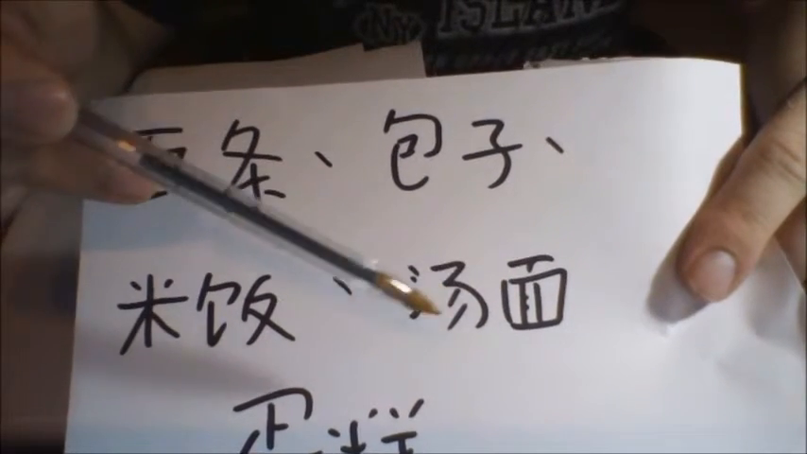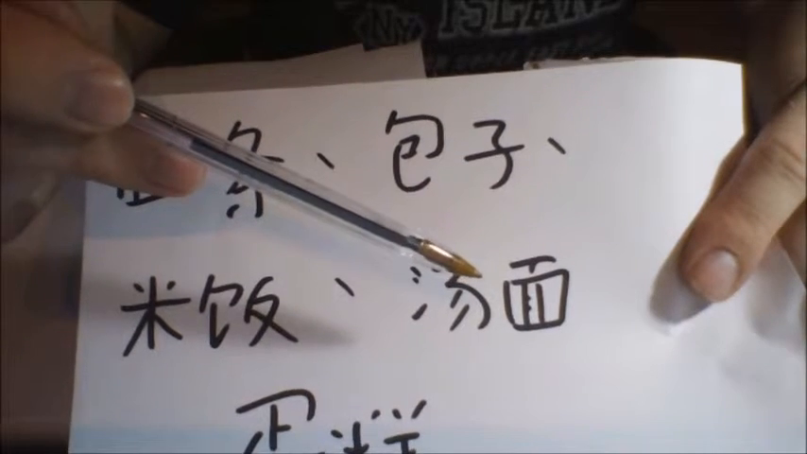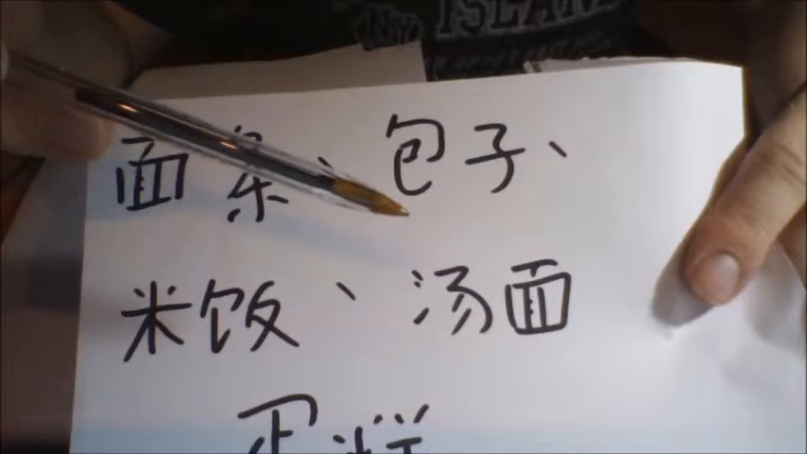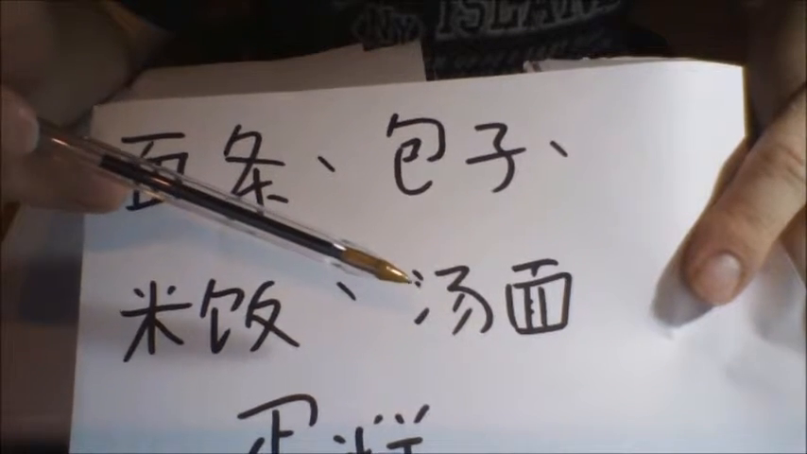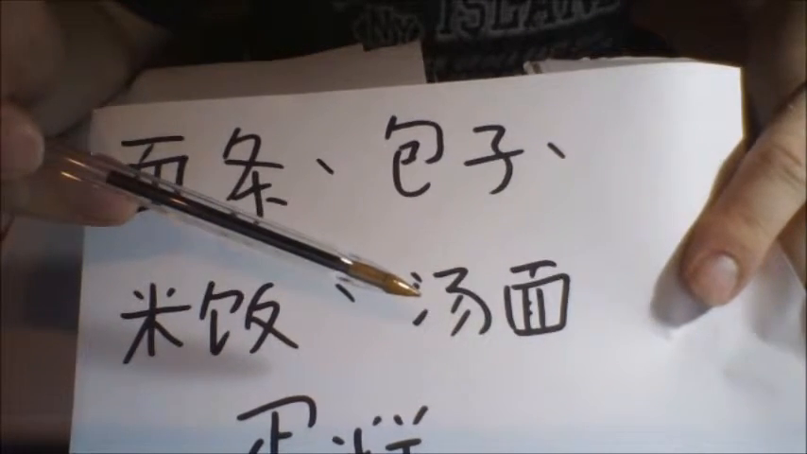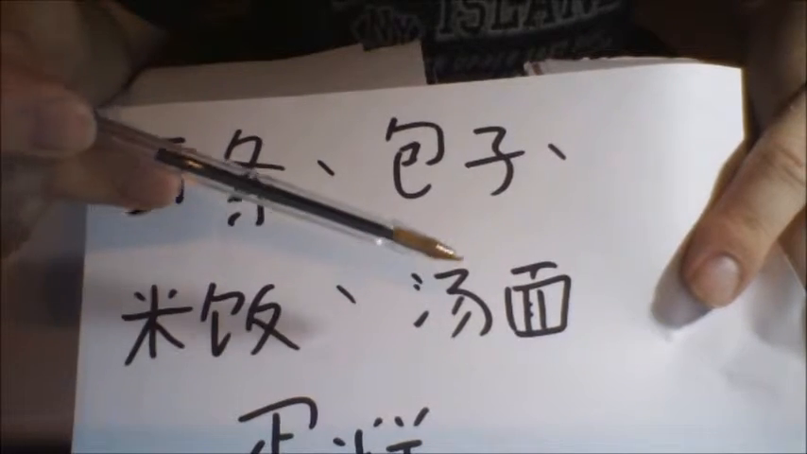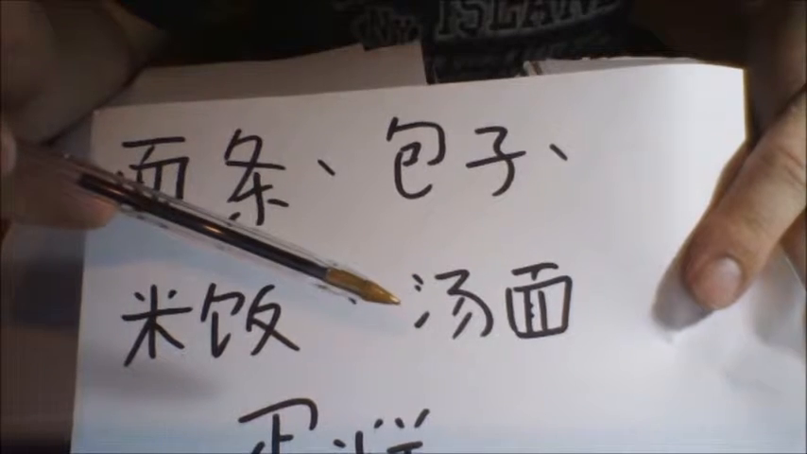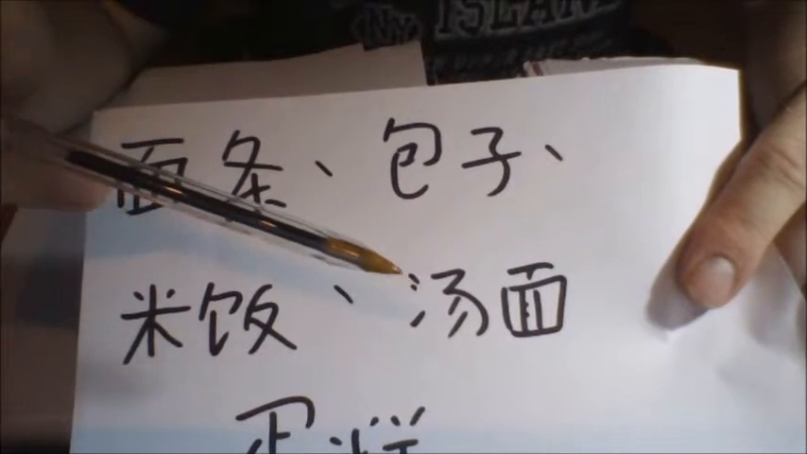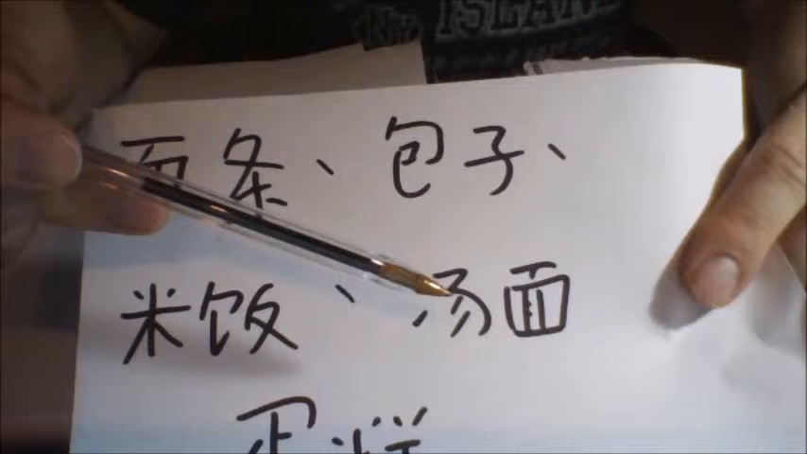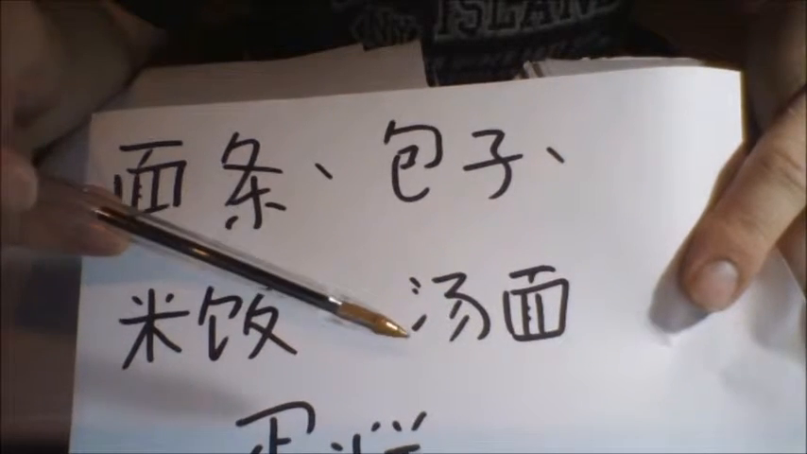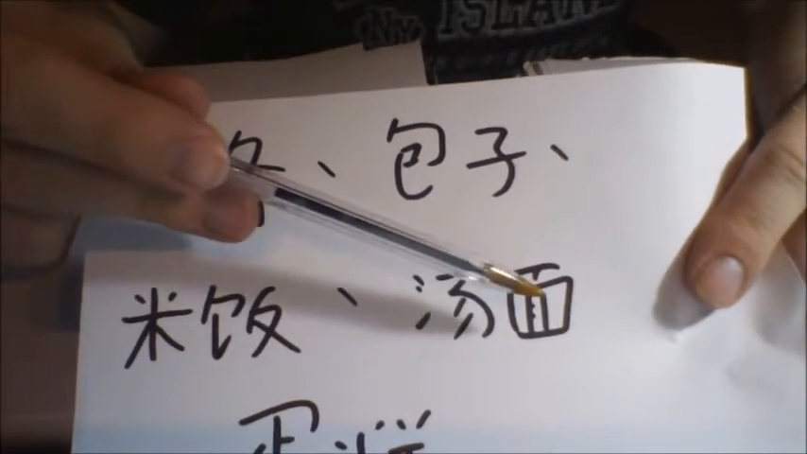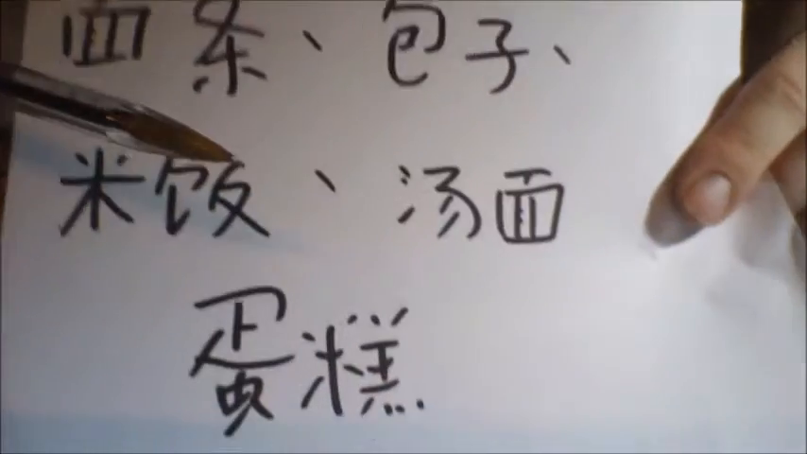This is tang mian. Again, here you will see the mian, the noodles. But in this case, this is tang. So whenever you see this, this basically means soup. Tang mian means noodle soup. So if you order this, you are very likely to get some liquid with some spices and maybe a little bit of meat, but noodles in it. So if you're unsure of what to order, this should be a safe bet.